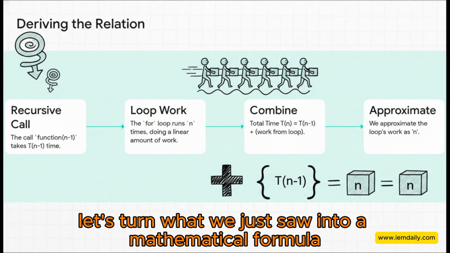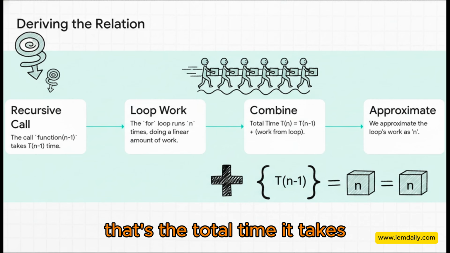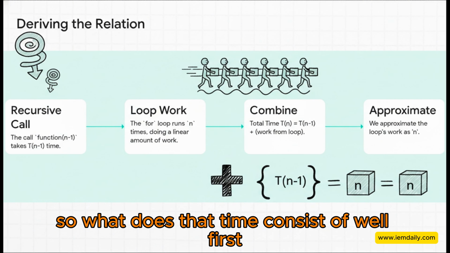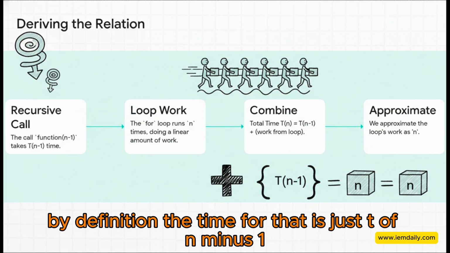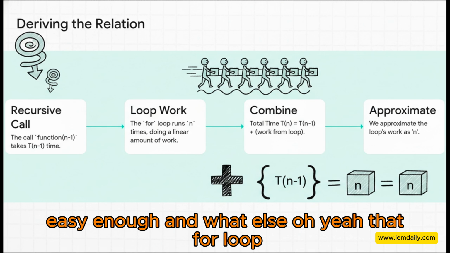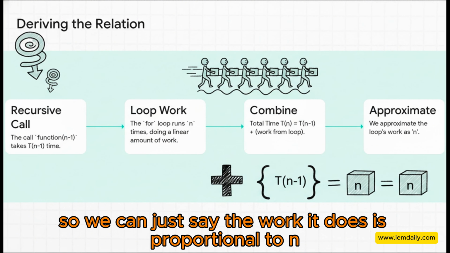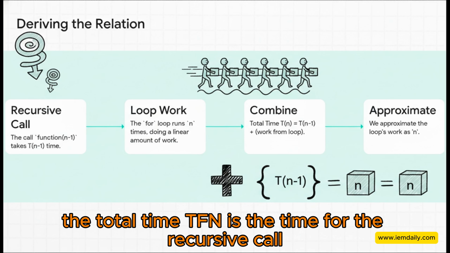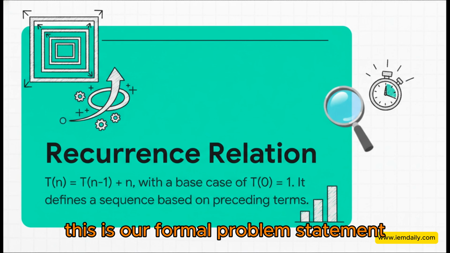Okay, let's turn what we just saw into a mathematical formula. We want to define T(n), right? That's the total time it takes for our function to run with an input of size n. So what does that time consist of? Well, first, there's that recursive call to the function with n-1. By definition, the time for that is just T(n-1). Easy enough. And what else? Oh yeah, that for loop. It runs n times, so we can just say the work it does is proportional to n, so we add plus n. And that's it. That's our formula. The total time, T(n), is the time for the recursive call, T(n-1), plus the work done in the current step, which is n. So there we have it. This is our formal problem statement.